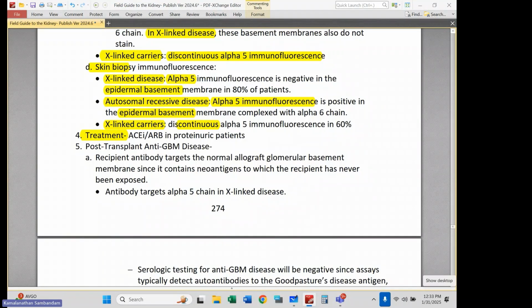And the answer to that is, in general, yes, although the number of mutations in alpha chains of type 4 collagen, either the alpha 3, 4, or 5 genes, are increasing in number, okay?